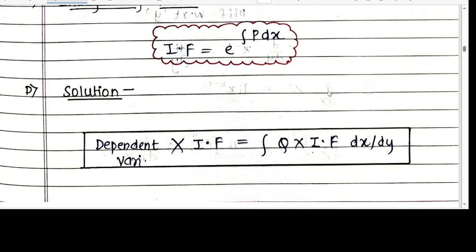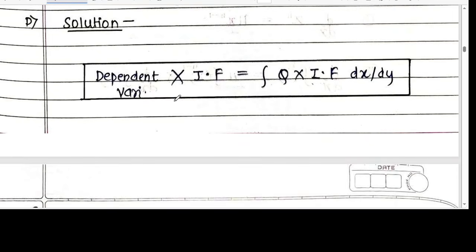Integrating factor IF is equal to e to the power integral p dx, and the solution is dependent variable. Whatever is the dependent variable, we are going to write the dependent variable times IF is equal to integral q into IF dx here. So if x is the independent variable, we will write dx.